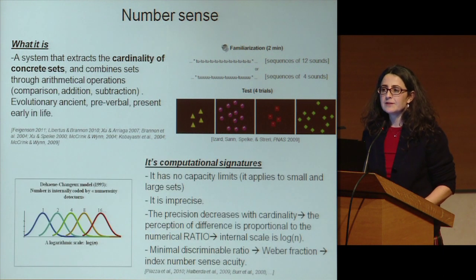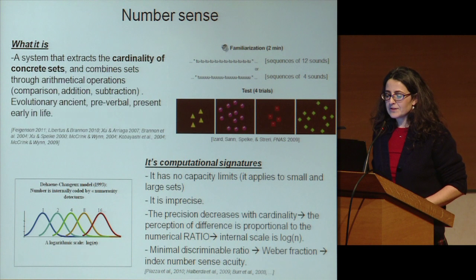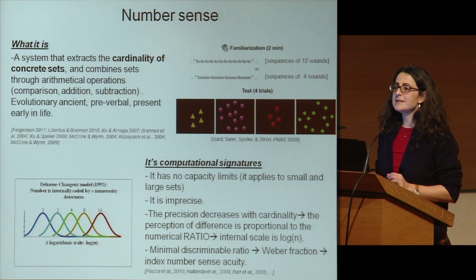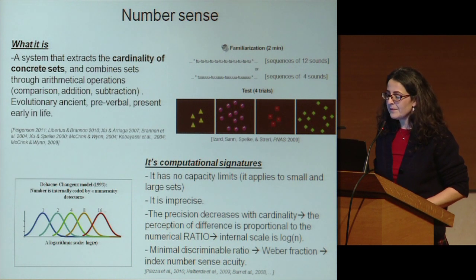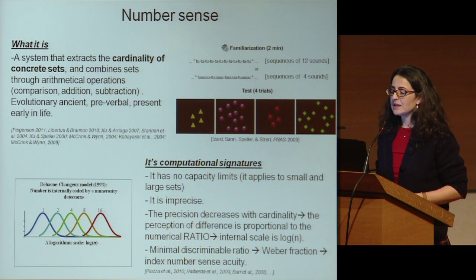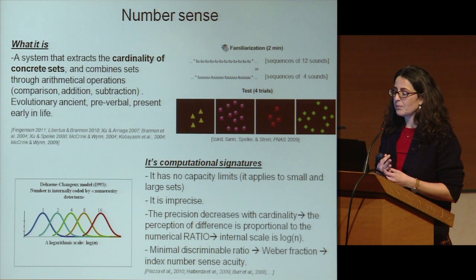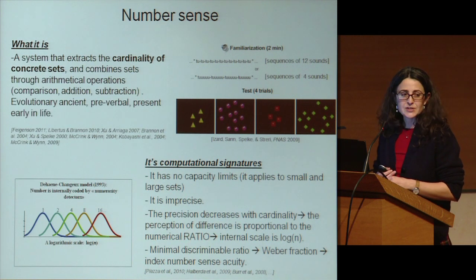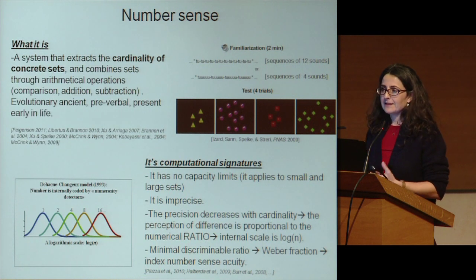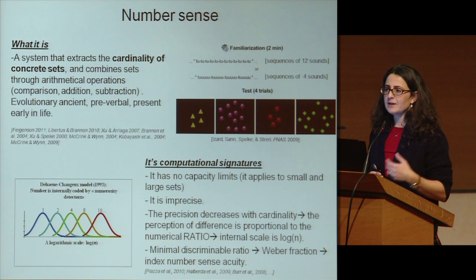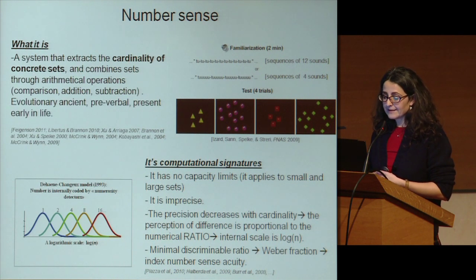What are the computational signatures of this system? We have described at least two computational signatures. First of all, this system doesn't seem to have capacity limits. It applies to small and large sets of items equally. But it is imprecise. Number is mentally represented in a non-precise way, and the precision of the representation decreases with its cardinality, such that the perception of difference across sets is proportional to their numerical ratio. A way to describe this is that the internal representation is a logarithmic function of the external cardinality.